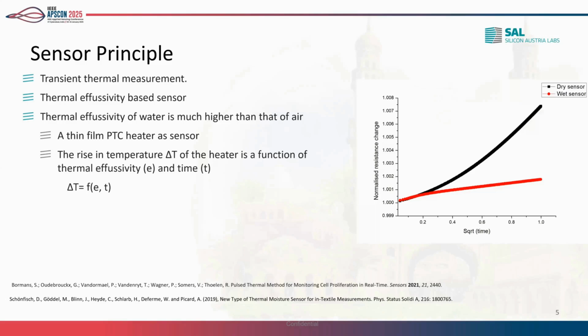Here I have a graph that shows the rise in temperature of the heater in 2 different situations. One is when the sensor is dry, meaning it's basically in air. In that case, with dry air or dry textile, the temperature buildup will be steeper compared to when there is wetness. When there is wetness, meaning liquid or water content, this has higher thermal effusivity, which leads to less temperature buildup. So from there, we can see the moisture content and how it is related to the thermal effusivity.